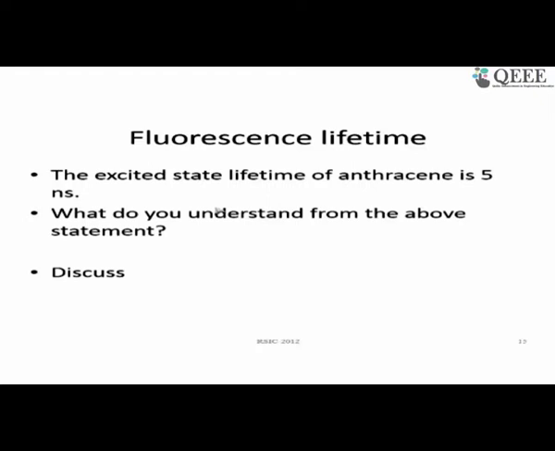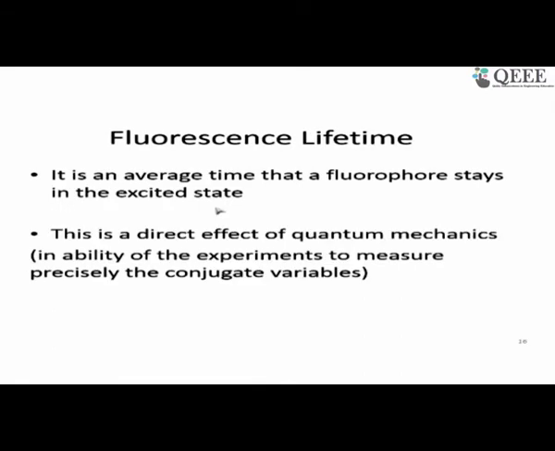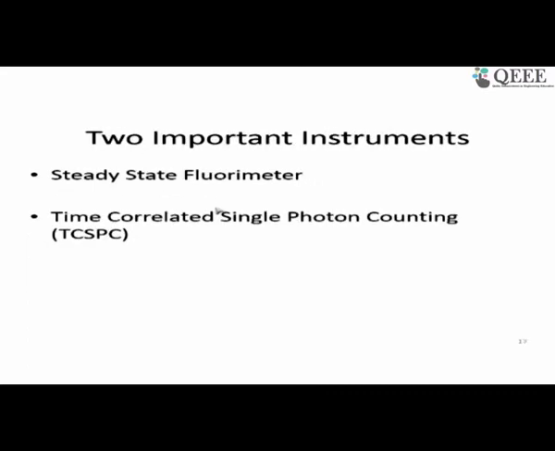For example, if you excite anthracene, 66% of the amount of the anthracene excited will come down by 5 nanoseconds. But the other 33, 66.666, 33.333, that's the distribution. So the remaining 33.333% can come even after 5 nanoseconds. It's a probability of emission. So that is the real meaning of excited state lifetime. So it's an average time that a fluorophore stays in the excited state, and this is a direct consequence of uncertainty principle.